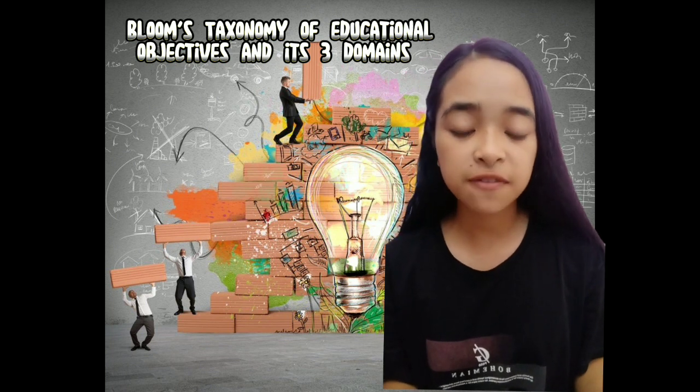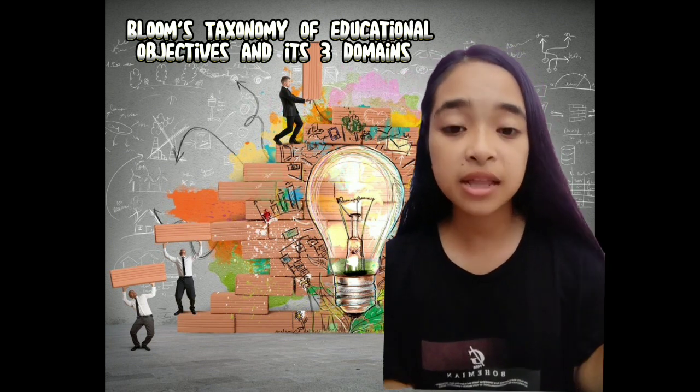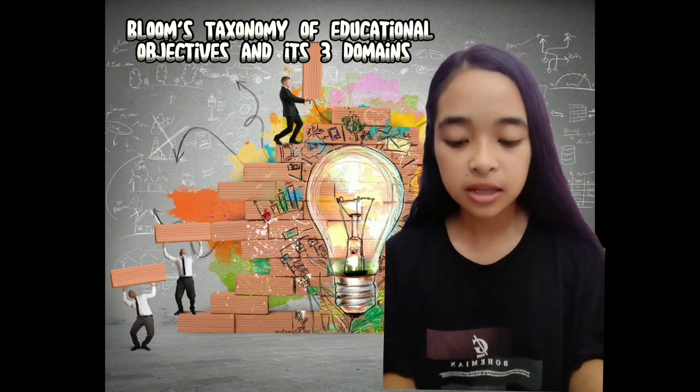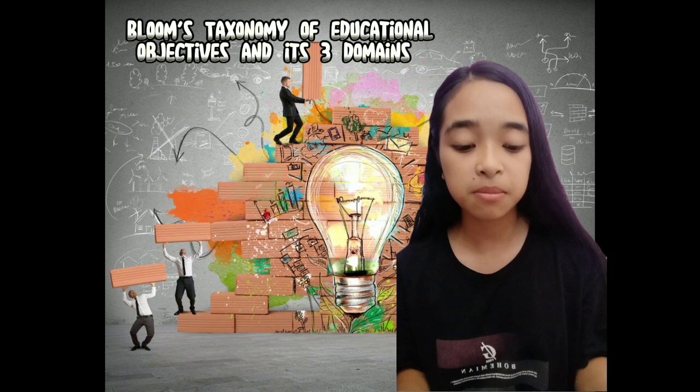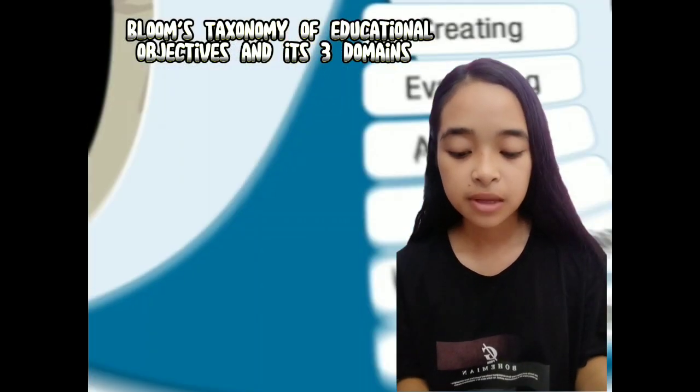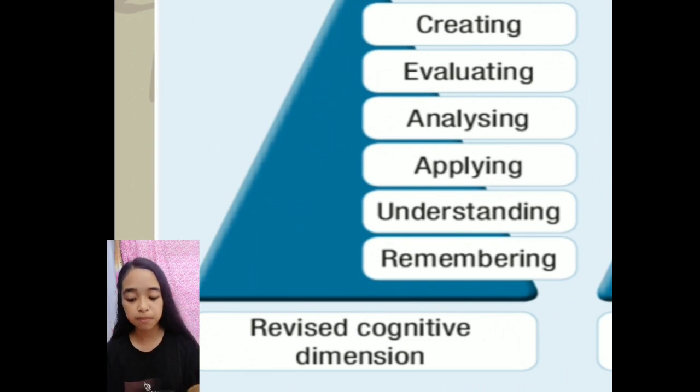Let's discuss Bloom's taxonomy of educational objectives and its three domains. Bloom's taxonomy is classified into three domains and six different levels of cognitive skills arranged from lower order thinking skills to higher order thinking skills. The three major Bloom's taxonomy domains are cognitive, affective, and sensory or psychomotor. Let's discuss first the revised Bloom's taxonomy of the cognitive domain.